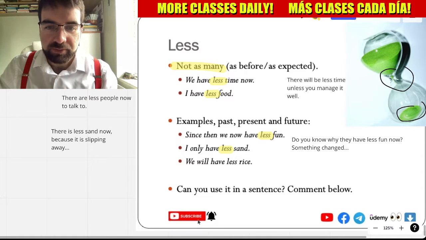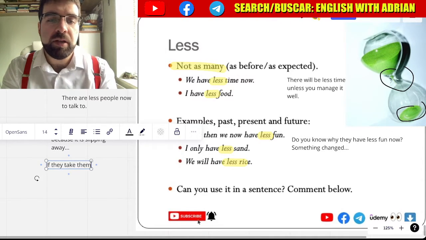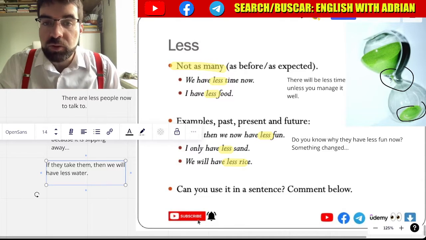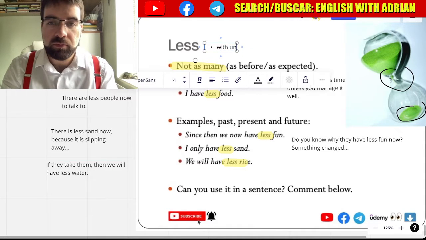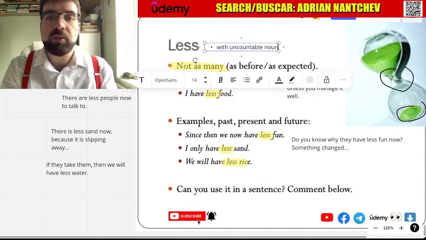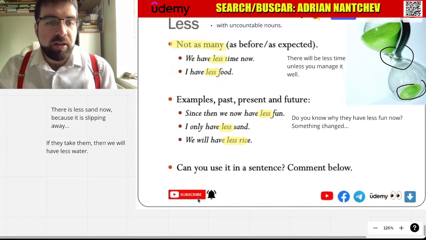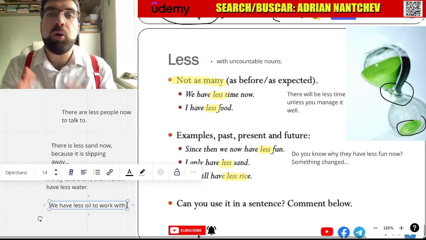So we will have less rice. Yeah. If they take them, then we will have less water. Less water. Uncountable. So we use less with uncountable nouns. So less water, less time, less people, less sand, less oil. We have less oil to work with.